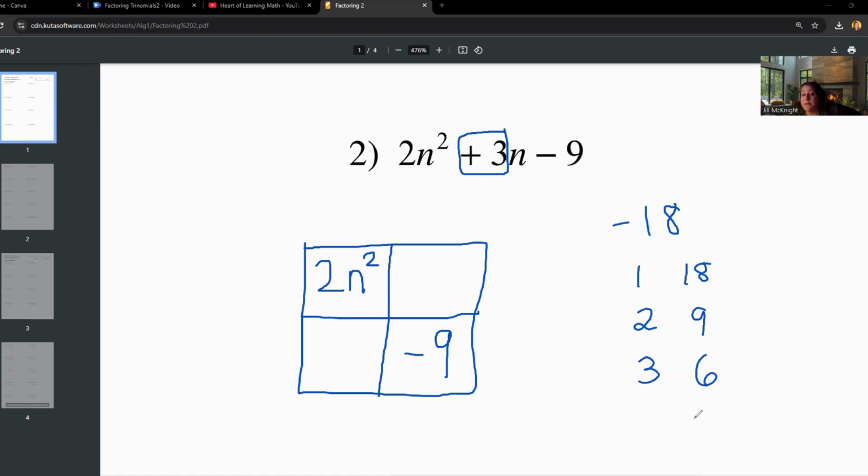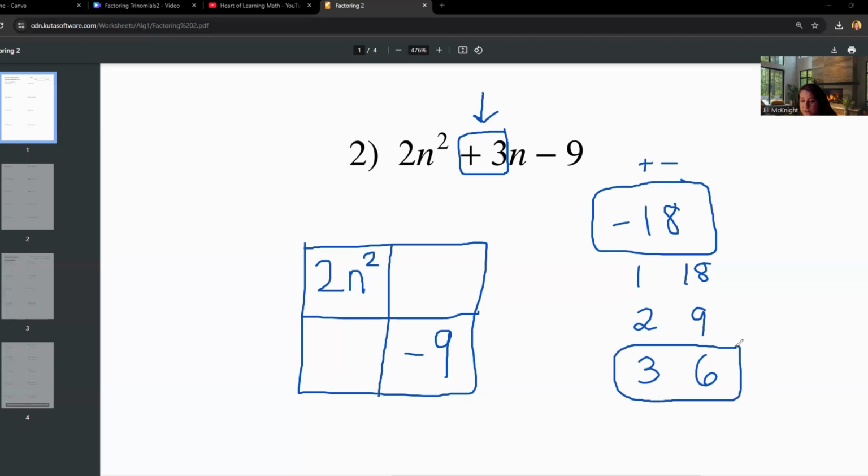Now remember that we're multiplying to get -18. We have to have a positive and a negative. We know that for sure because when we multiply, we need to get a negative. And then since it's going to be a +3, the bigger one is going to be positive. And the only way we can do that with these numbers is with these two. So if we have a +6 and a -3, those will multiply to be -18, and they'll also add to be a +3.